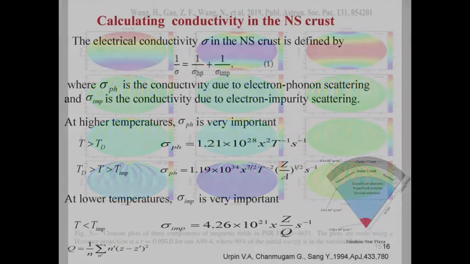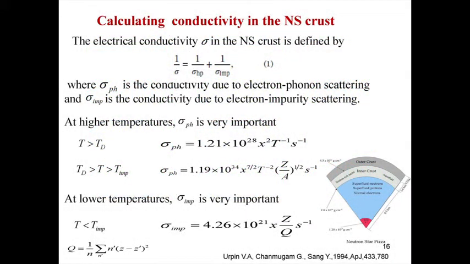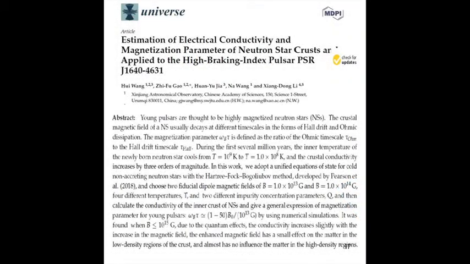The contributions to the crust electrical conductivity come from two parts, the electron-phonon scattering and the electron impurity scattering. The crustal conductivity depends strongly on temperature, T, and the density, and the impurity concentration, Q. In previous studies, there was little consideration of the effect of super-high magnetic field on the conductivity. Recently, we have performed a detailed investigation on the crustal electrical conductivity and the magnetization parameter.